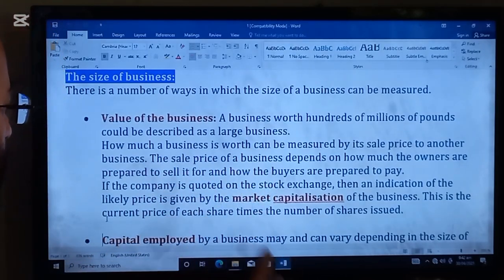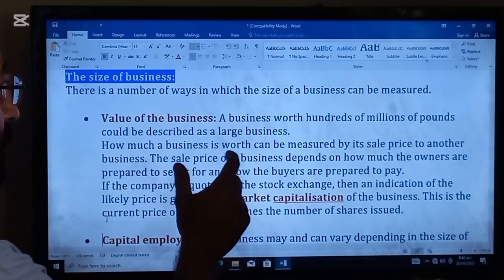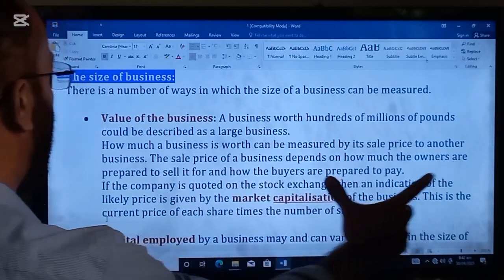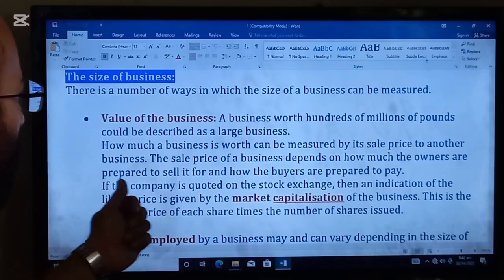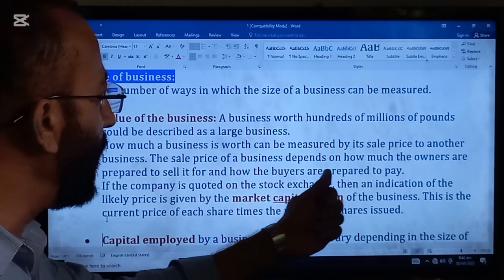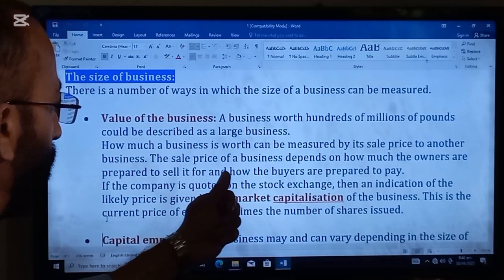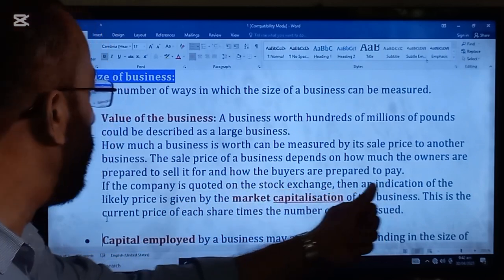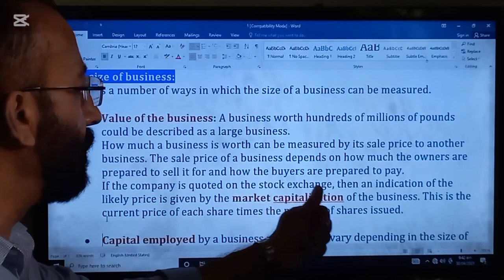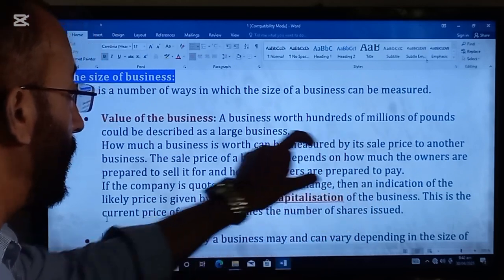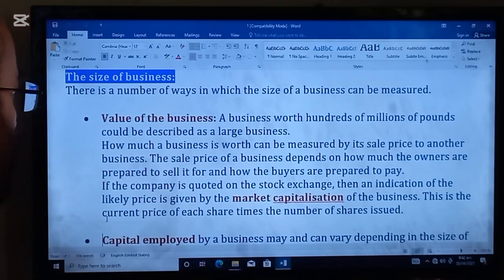So the first method to assess the size of a business is to get the value of the business. A business worth hundreds of millions of pounds could be described as a large business. How much a business is worth can be measured by its sale price to another business. The sale price depends on how much the owners are prepared to sell it for and how much the buyers are prepared to pay. So the worth of the business actually gives the size of the business.